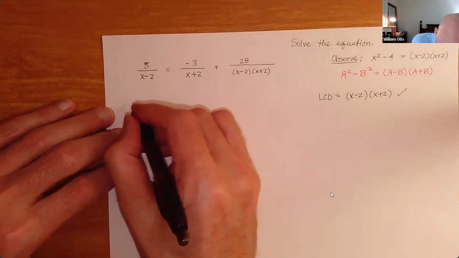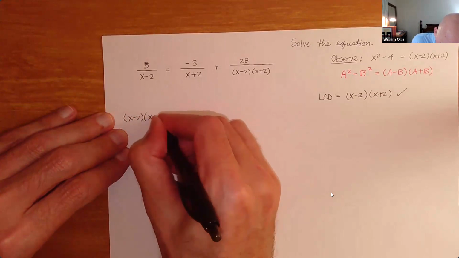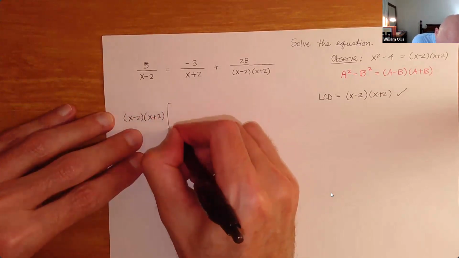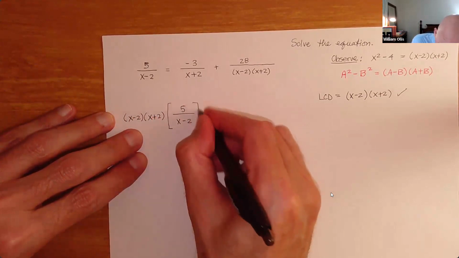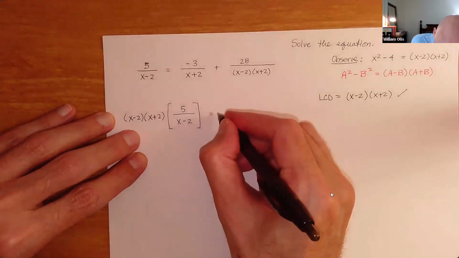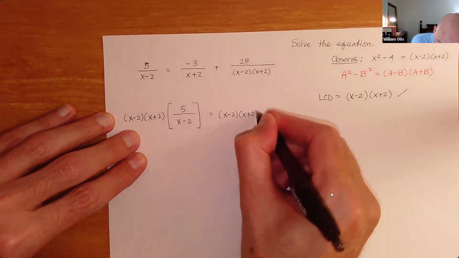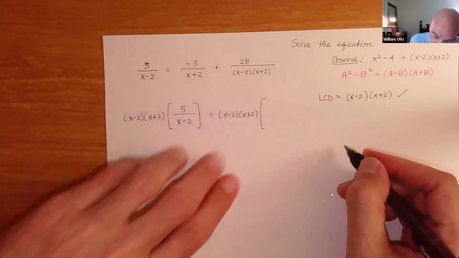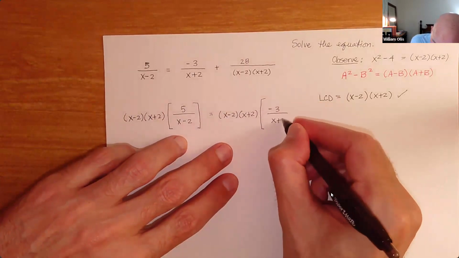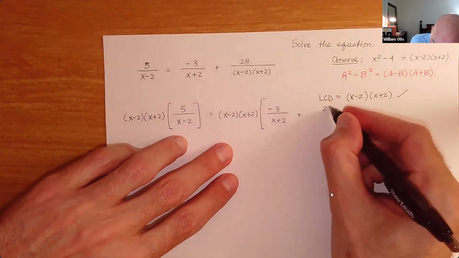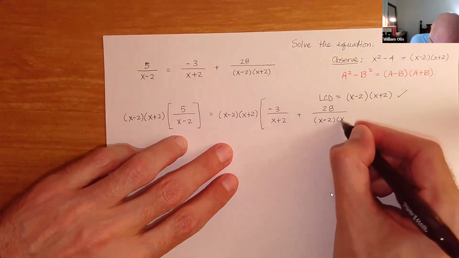So now let's go ahead and multiply by the LCD. I'll go ahead and write this first. It doesn't matter what order you do this. So we're going to multiply the term on the left by the LCD. And we'll do the same here. Again, this is done symbolically. It saves us a little time, and then it allows us a good way to go back and check the work. So we have minus 3 over x plus 2 and plus 28 divided by x minus 2 times x plus 2.